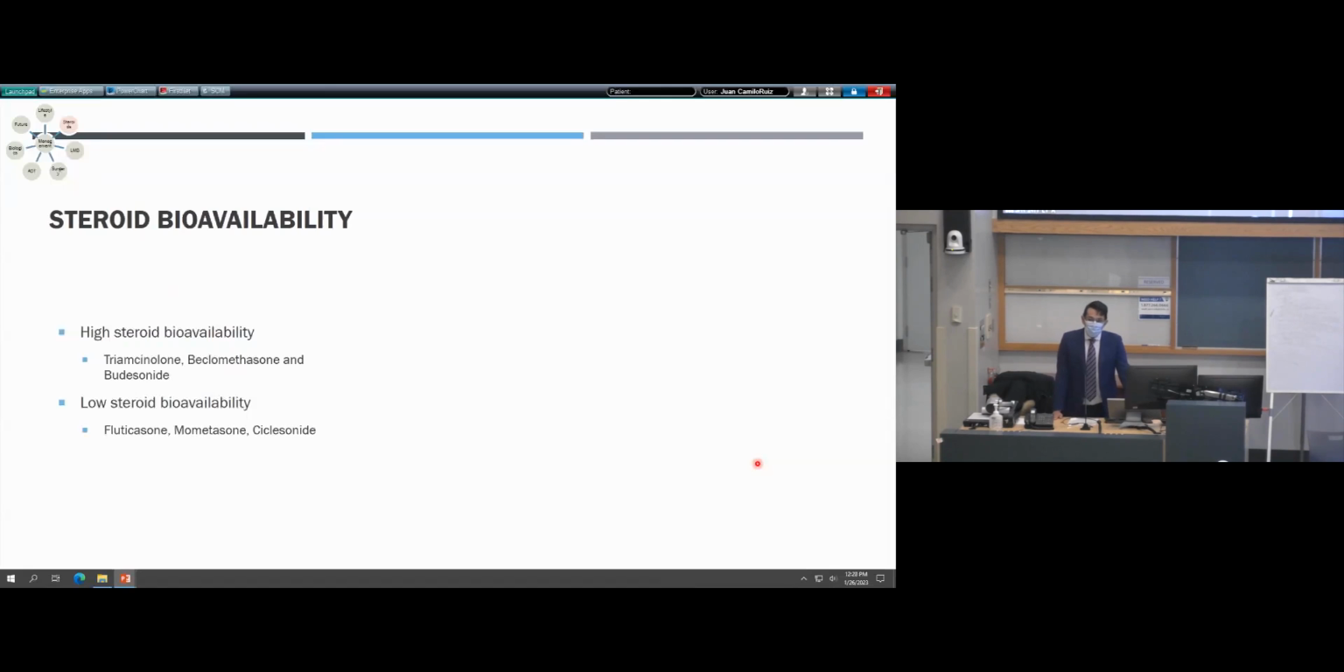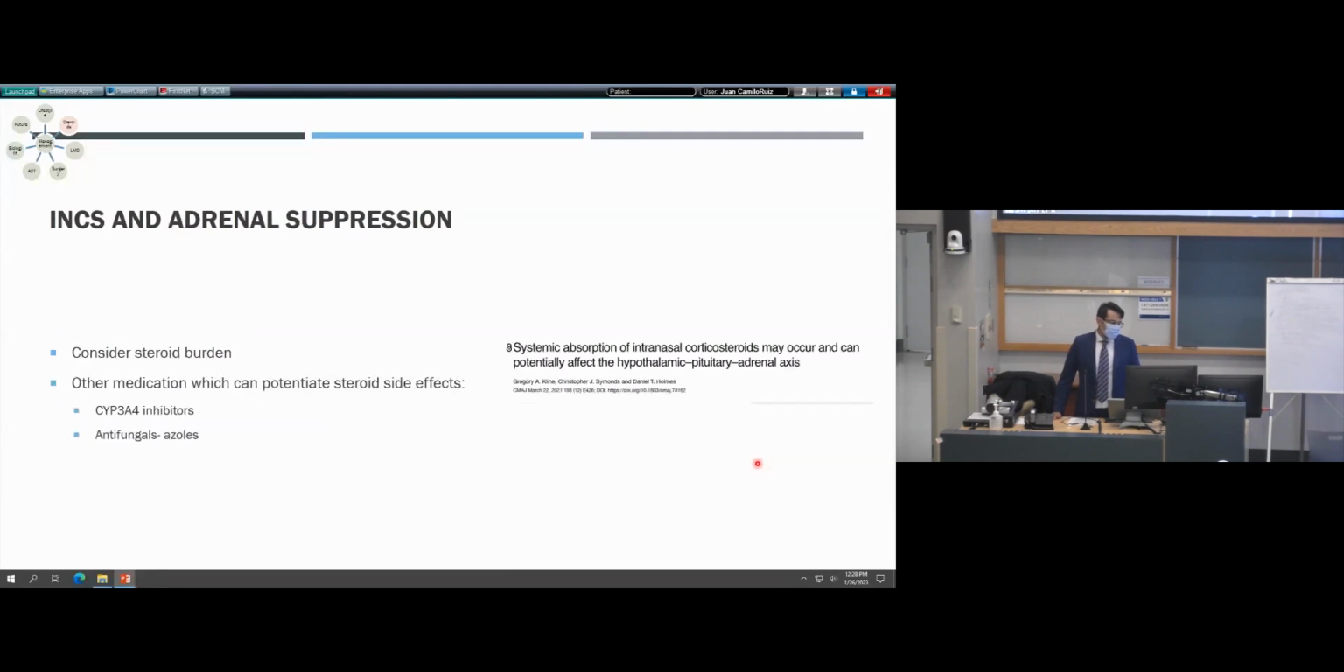I would like to talk about steroid bioavailability, and I think it's important to keep in mind. Now, there's some steroids that have high bioavailability, like triamcinolone, beclomethasone, and budesonide, while some of the newer steroids, like fluticasone, mometasone, and ciclesonide, tend to have less bioavailability. And I think this is important as we're dealing with patients who have both a high level of nasal sprays and inhaled steroids, as they likely will have an increased burden of steroids.